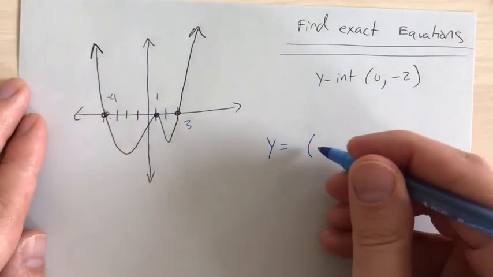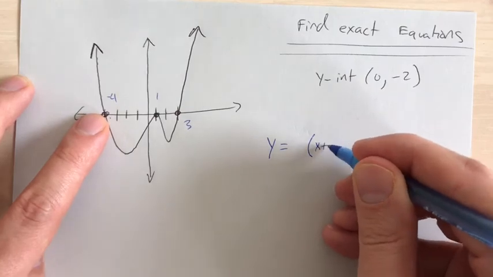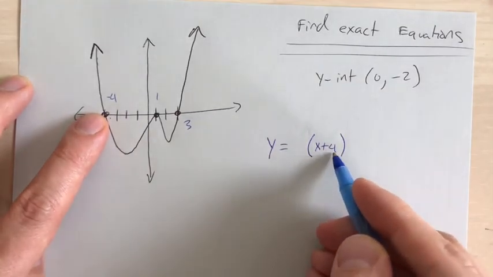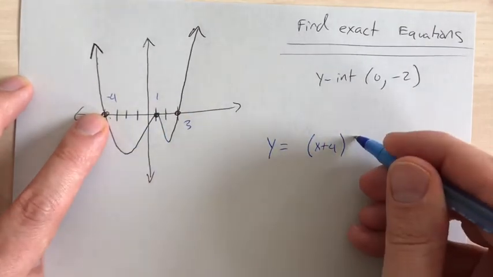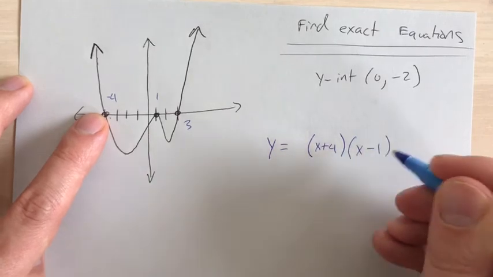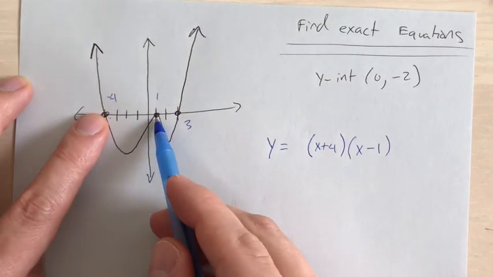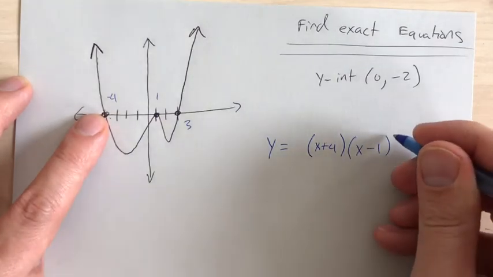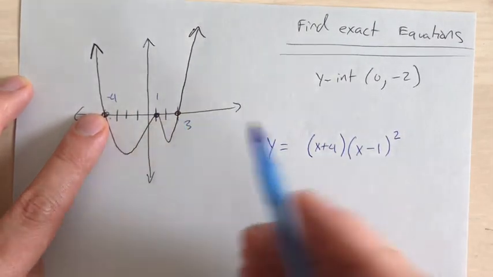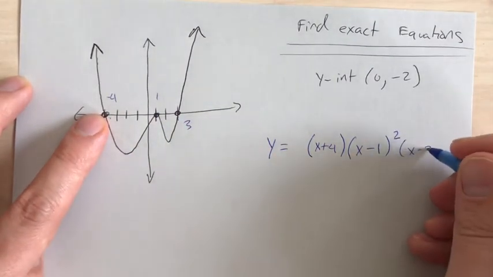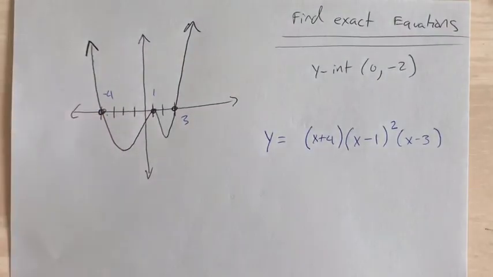Just think opposites here. So this, instead of being x minus 4, this actually would be x plus 4, right? Because setting this equal to 0 would get me the negative 4. I'm going to do x minus 1 to get me a positive 1. But I notice there's a bounce at that one, so I'm going to put a squared on this guy. And then last but not least, this one goes through that, so x minus 3. So this would be the equation of this.